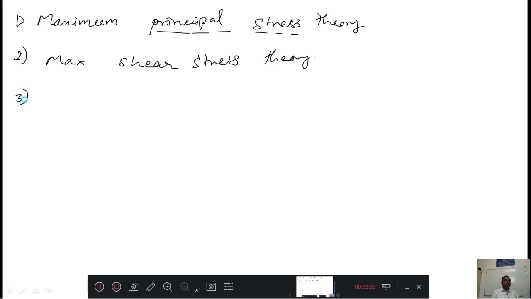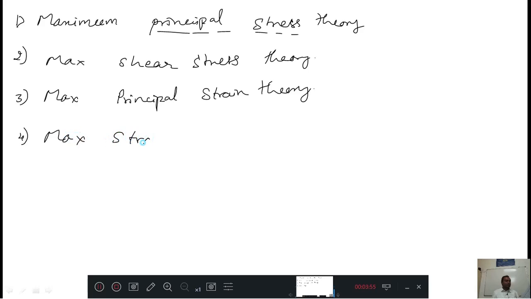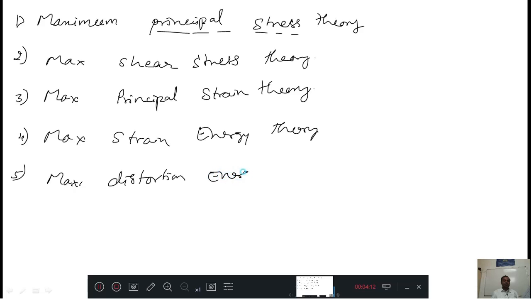And the third one we have is maximum principal strain theory. Okay. And the fourth one we have is maximum strain energy theory. And the fifth one we have is maximum distortion energy theory.